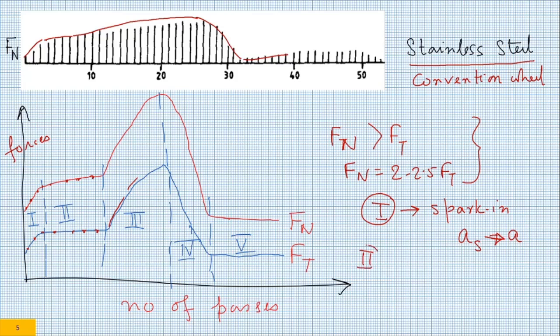The second phase also we have seen. This is steady state grinding. If your set is 20 micron, your a in this is also 20 micron. And in this is 20 micron and a is approaching a_s.